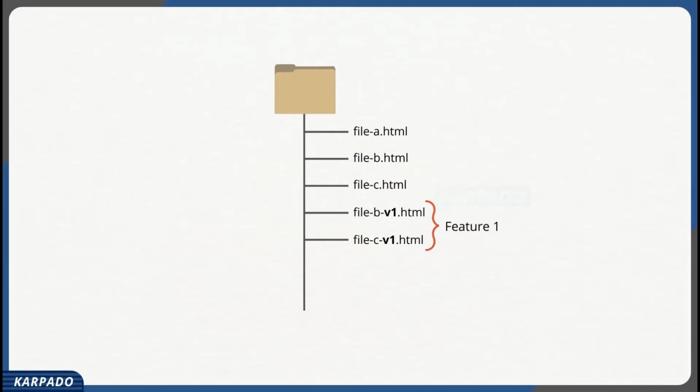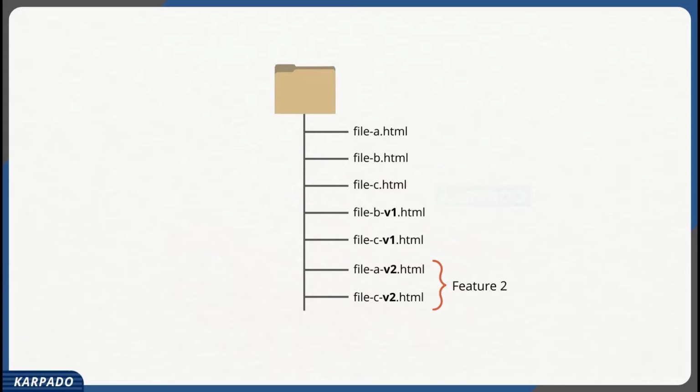And if he were to introduce another feature, and this time assume that the changes need to go in file A and file C, Sundar is going to simply make a copy of the latest versions of file A and file C. For example, in this case, he's going to make a copy of file A as well as a copy of file C version 1, which is the latest version of file C. And then he's going to introduce the new feature in it.